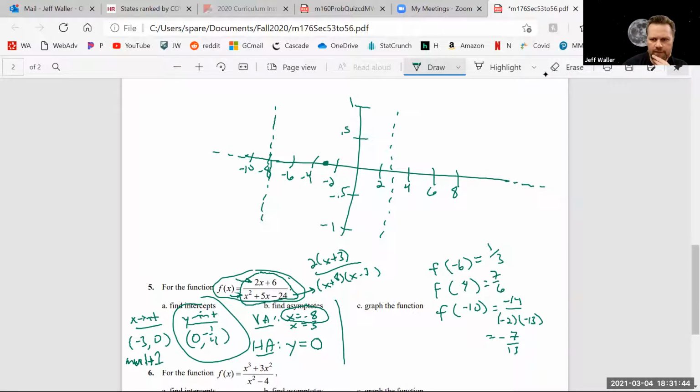All right, so let's see what happens here. f of -6 is 1/3, right? So 1/3 will be roughly right here on my sideways scale. f of 4 is 7/6, so it's a little over 1, so it'll be right there. And f of -10 is -7/13. That's just under 0.5. So there, okay.